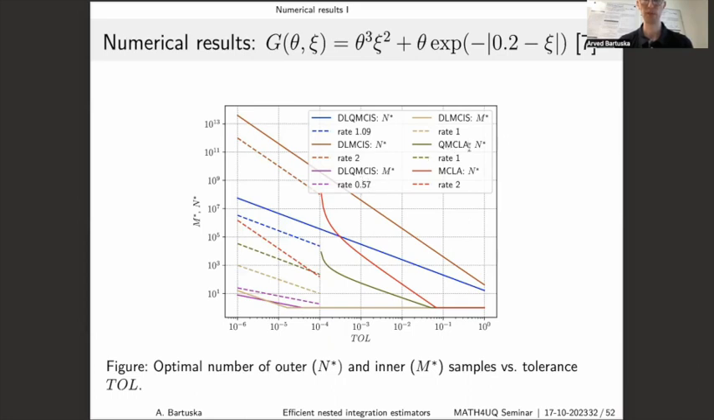Then we have two more estimators that I didn't talk about, where we use the Laplace approximation directly. So we don't have nested estimators. We can use the approximation of the posterior to get a non-nested estimator. So we only have one Monte Carlo or one randomized quasi-Monte Carlo, and then we actually get the perfect rate for QMC at rate 1 instead of rate 2. But we have this bias from the Laplace approximation.